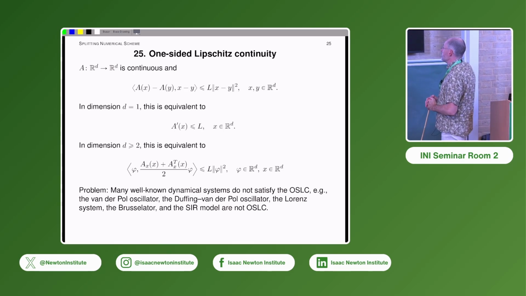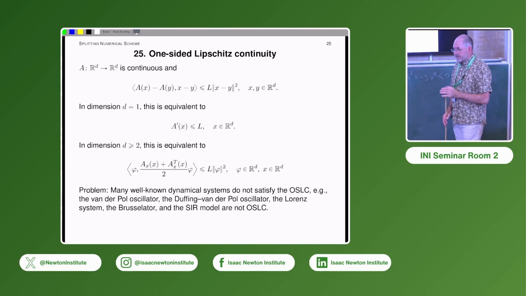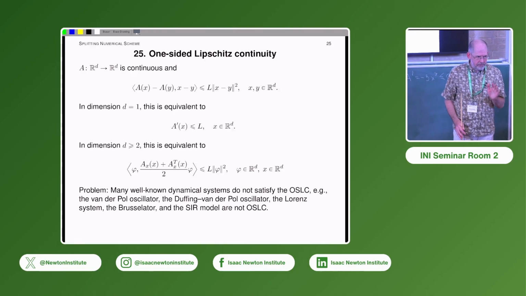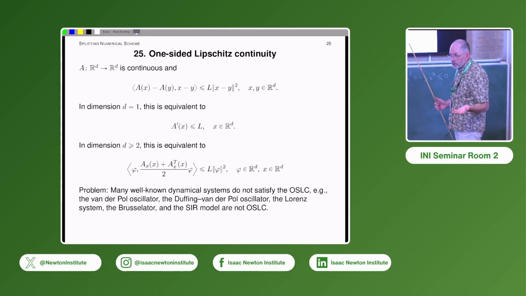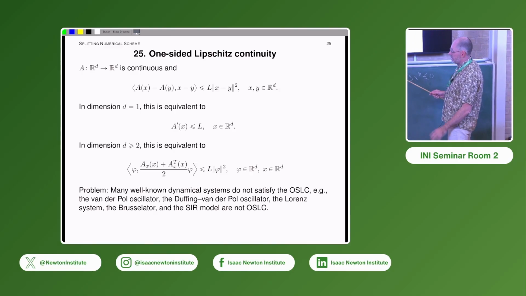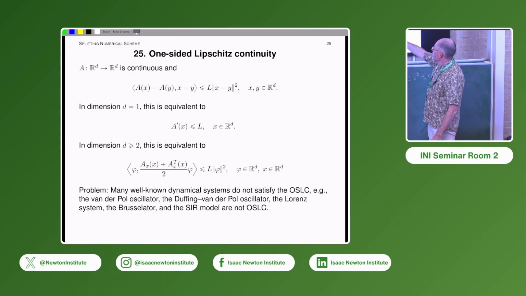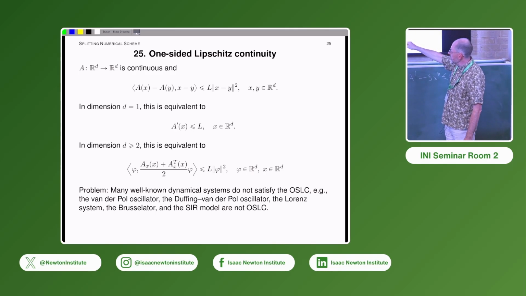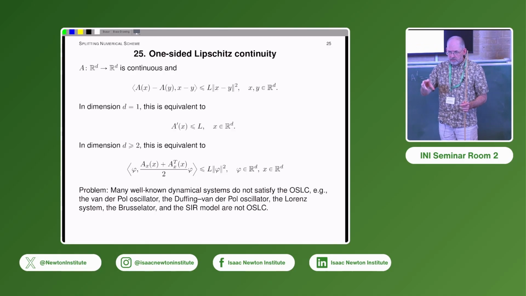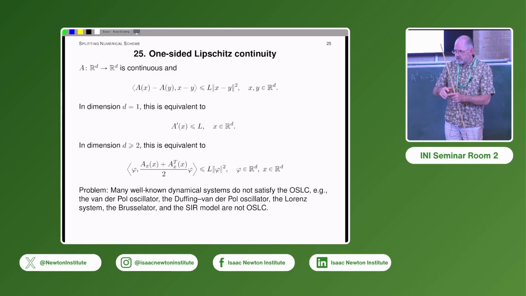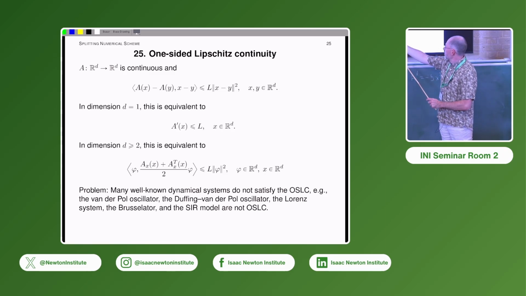One-sided Lipschitz continuity. This is really inevitable. You have to assume this, otherwise you don't have convergence. Or maybe you have, but you cannot prove it. But I think you really have problems there. This is the definition. In dimension 1, it's equivalent to this, and in higher dimension, it is equivalent to that. You take the Jacobi matrix, transpose, symmetrize, and it must be bounded from above in this sense by some constant.